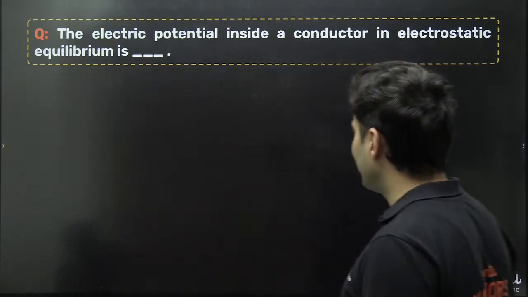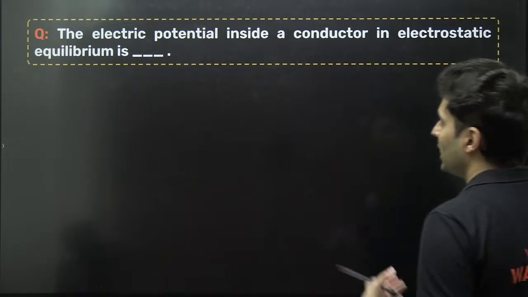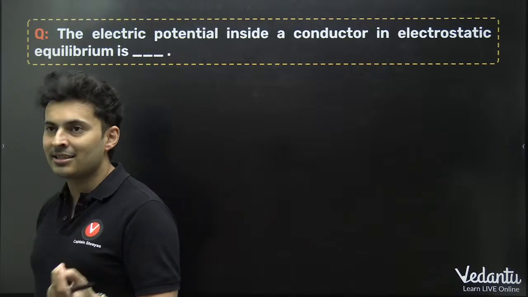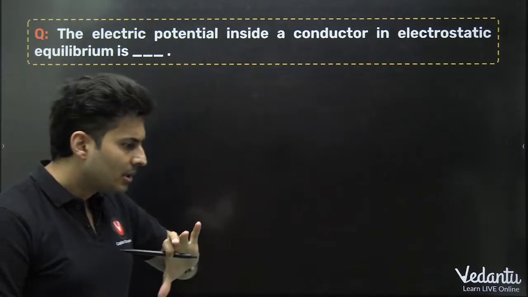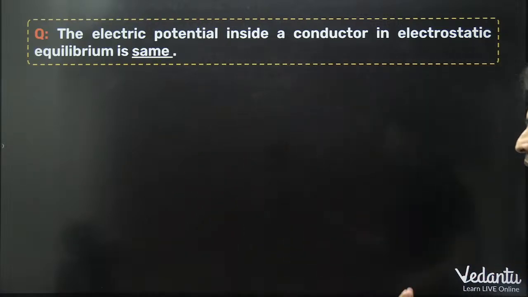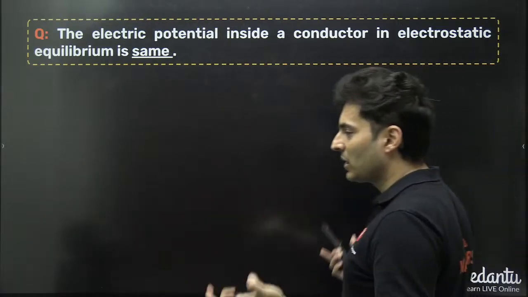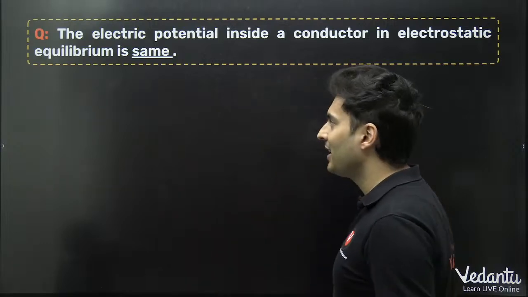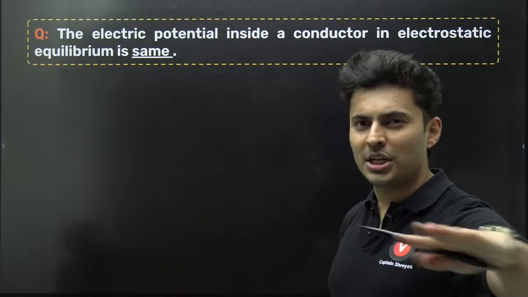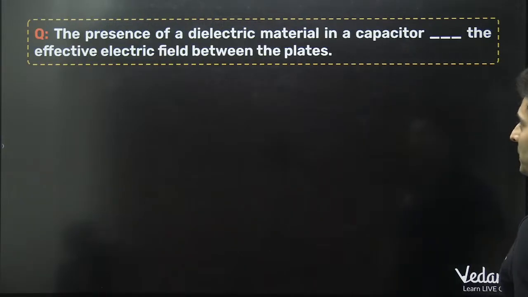Awesome. The electric potential inside a conductor in electrostatic equilibrium, voltage inside a conductor, because field is not there, everywhere the voltage will be same, constant. Correct. That is the correct answer, because field is not there. No field, no voltage change. Potential is same or constant throughout.